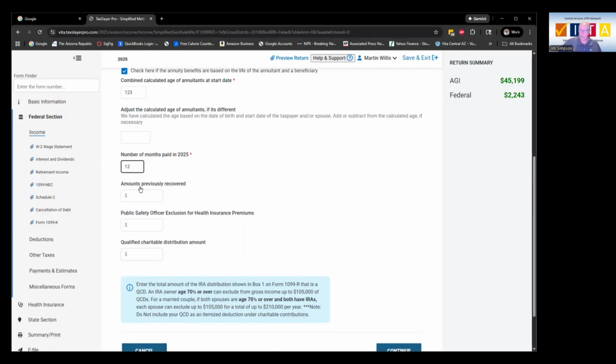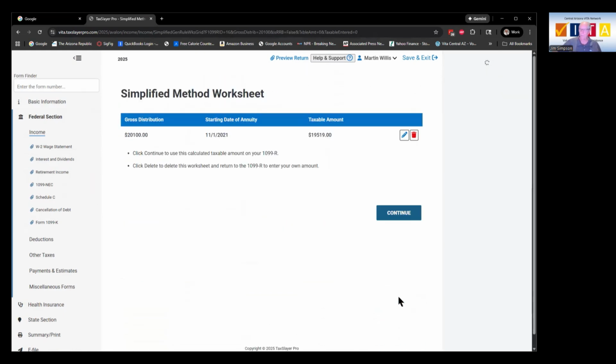Now, the amounts previously recovered, they told us what that was in the fact pattern. I'm going to show you another tool where you don't really need to know that. But for right now, let's do it this way. I just went back and looked, and it said they had already recovered $1,259. So here I'm going to put in $1,259. There's no qualified charitable distribution, so I'm going to hit continue right here.